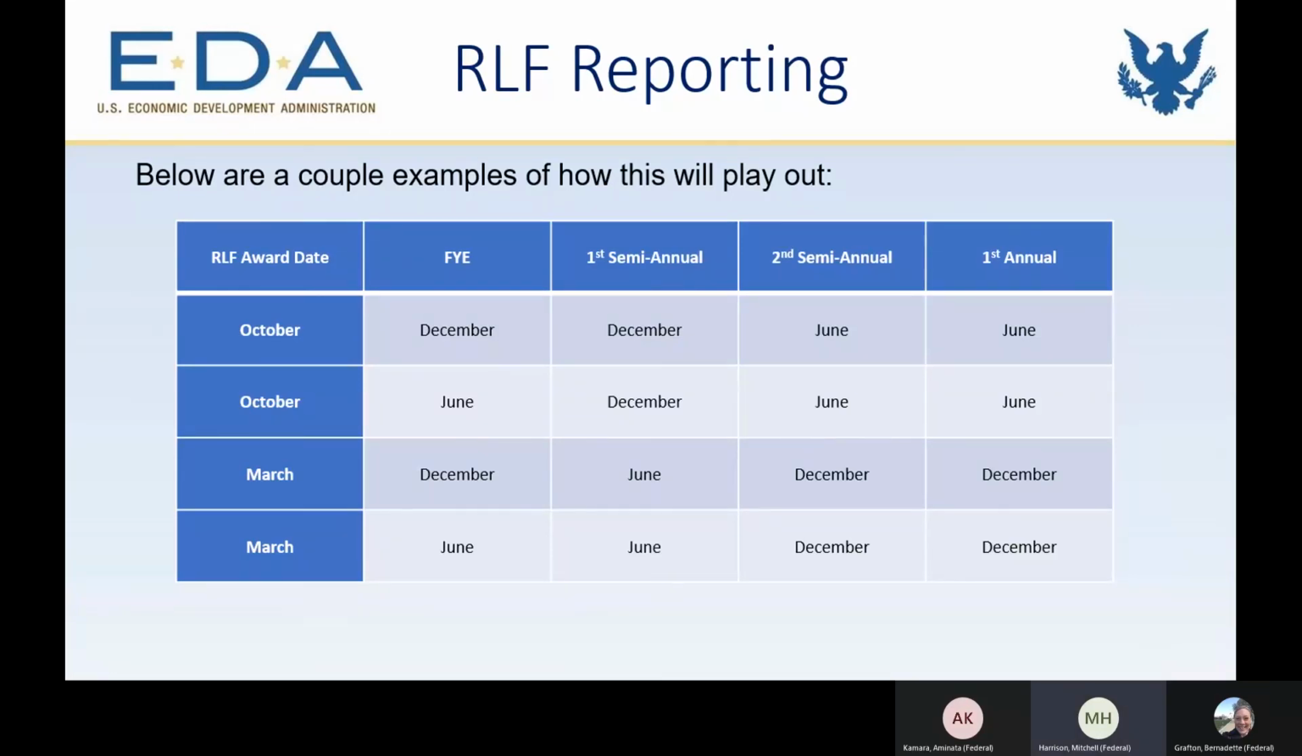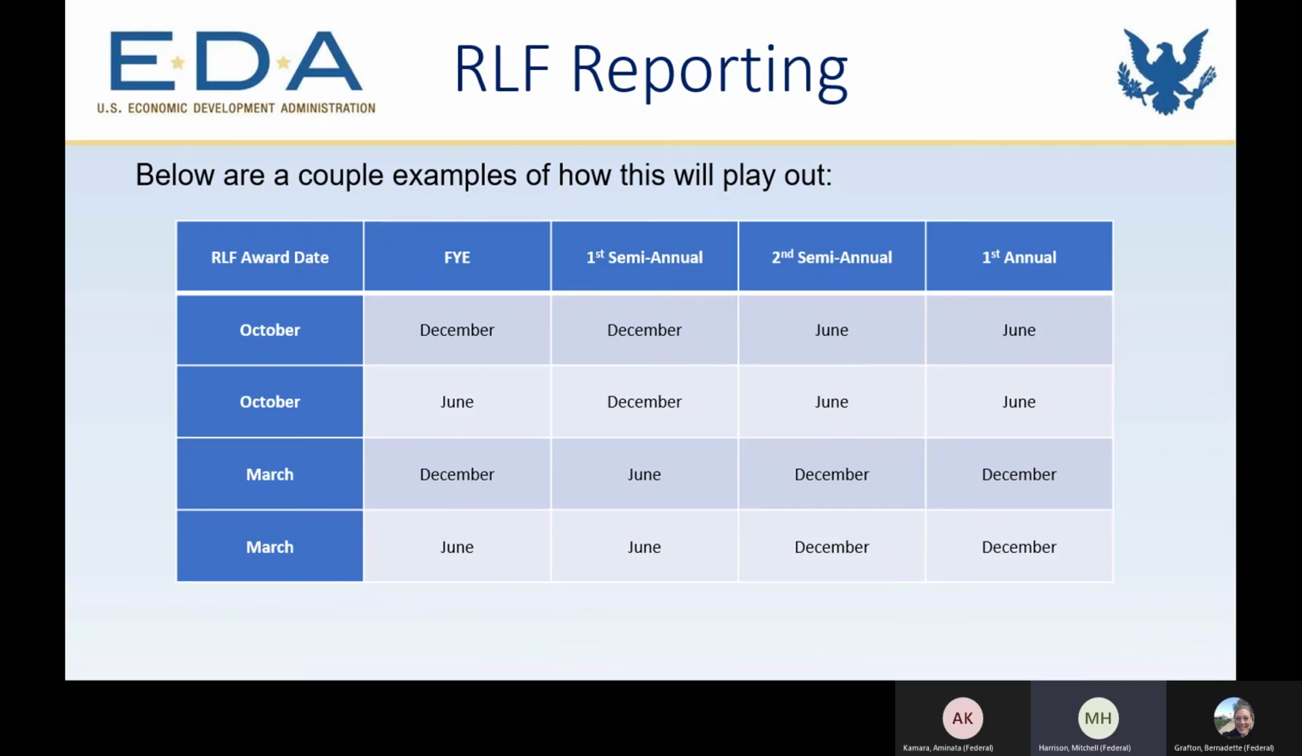In the first two rows, the examples show an RLF award made in October. So row 1, the award is made in October and the fiscal year end is December. Therefore, the first semi-annual report will be due for September, and the second semi-annual report will be due June, which is the mid-year for this RLF recipient. The first annual report using ED 917 will be due for June. So that is consistent with the second semi-annual report.